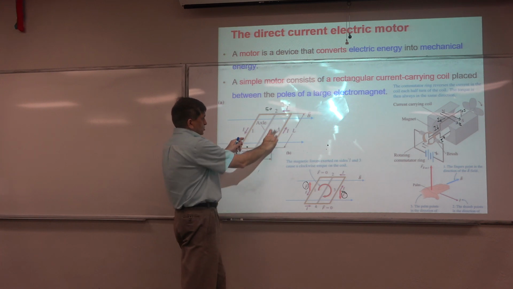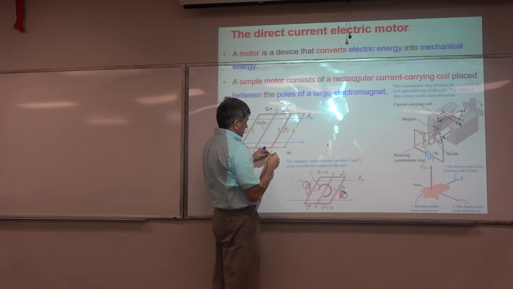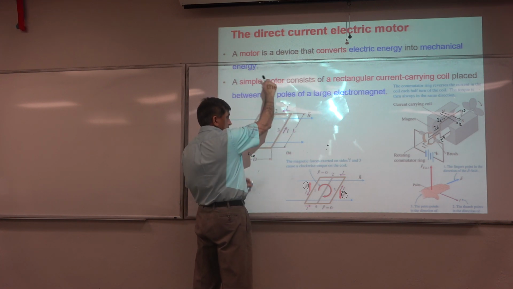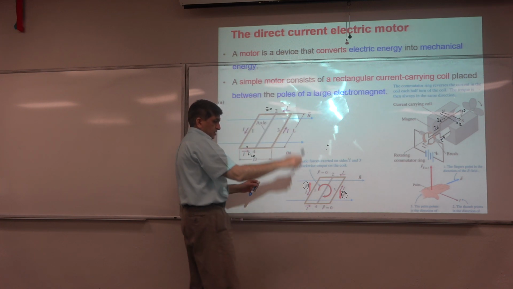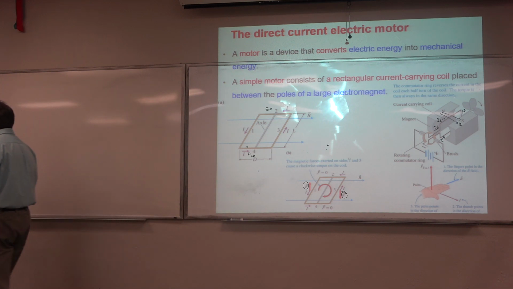So only these two arms are rotating, the force is in the opposite direction. So on one side the force is down, on the other side the force is up, so that is rotating. Okay, so this will keep rotating, that's how the motor is rotating. You see that, right?